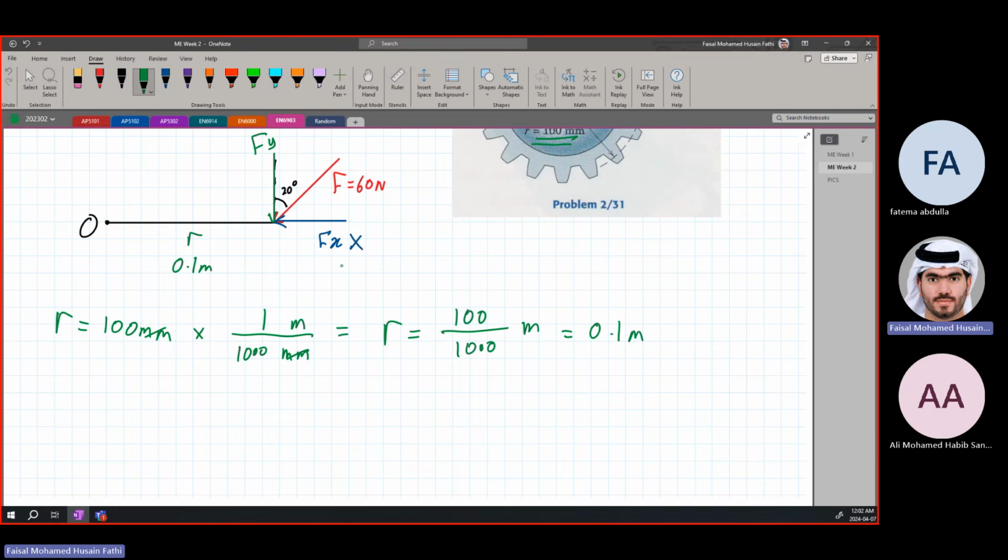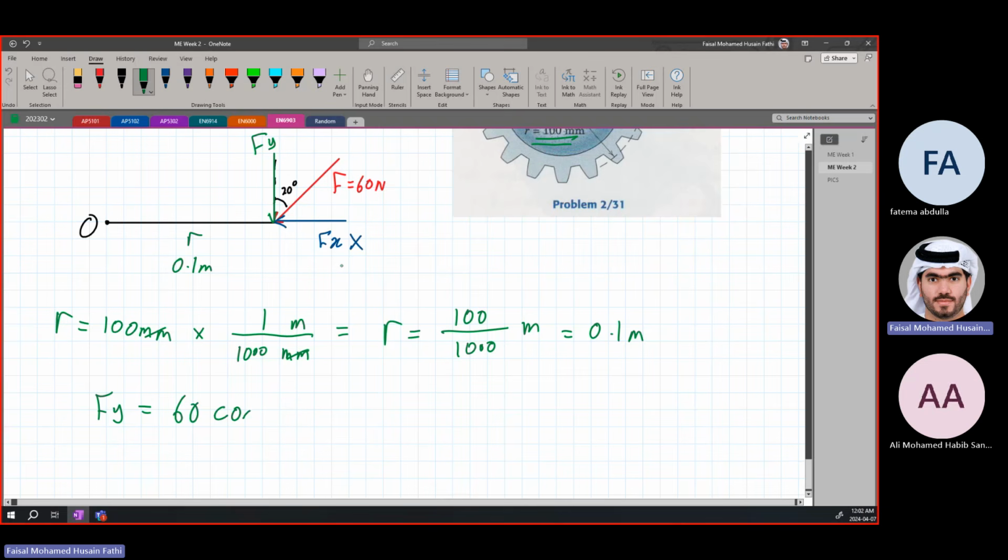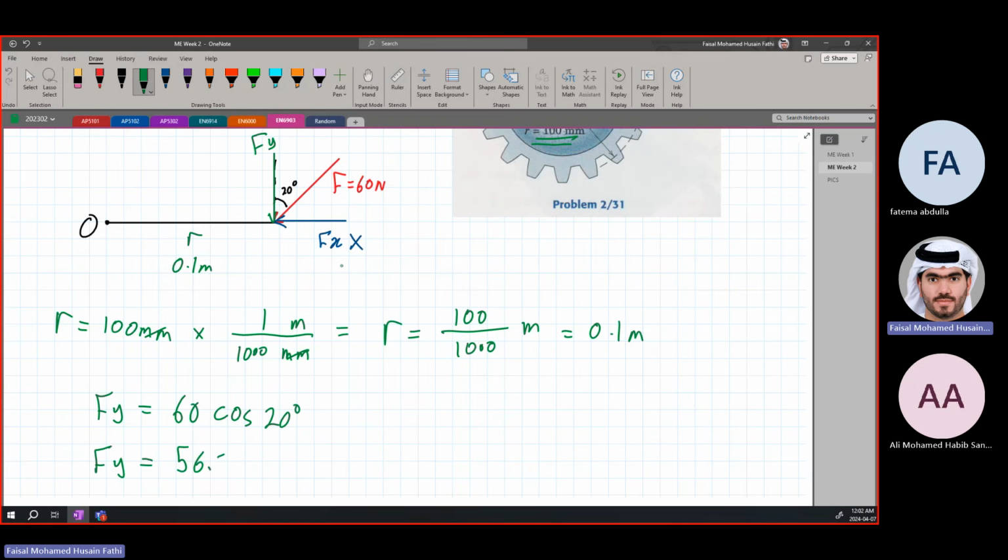Again, this is 20 degrees. It is adjacent. So Fy is equal to 60 newtons times cosine of 20 degrees. So Fy is going to be equal to 60 cosine 20, which is 56.38 newtons.